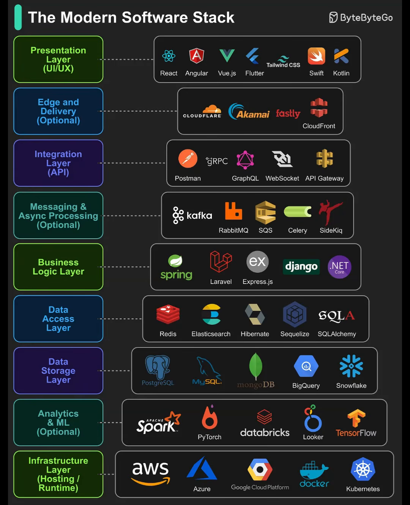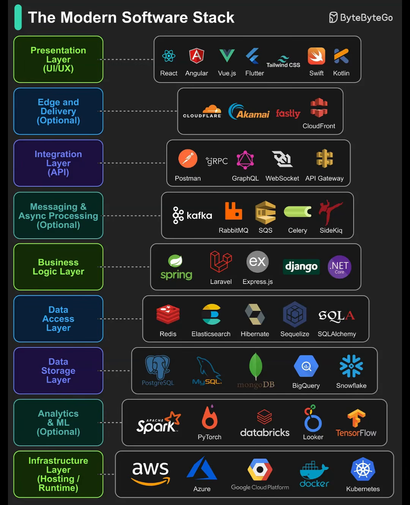Presentation layer, UI/UX. This is where users live. Web and mobile frontends render views, capture input, and call backend APIs. Common stacks: React, Angular, Vue.js for the web; Flutter, Swift, Kotlin for mobile; Tailwind CSS for fast styling. Goals: fast load, accessible design, predictable state management, and clean API contracts. Tips: ship component libraries, track performance budgets, and instrument with real user monitoring.